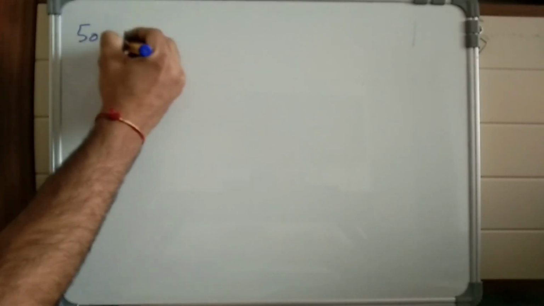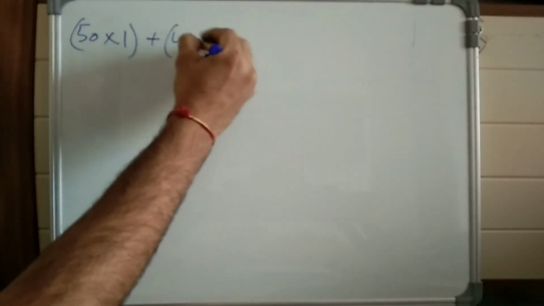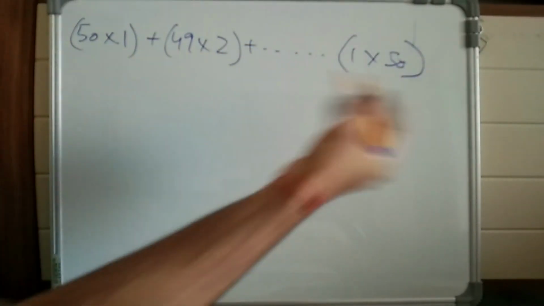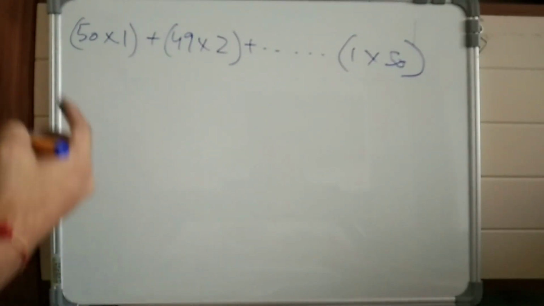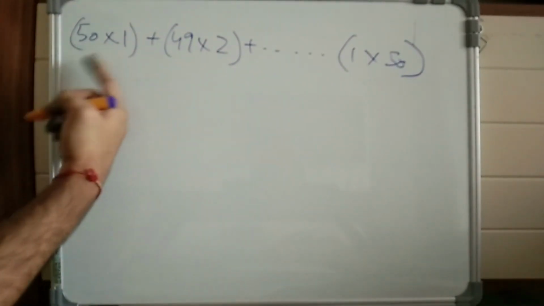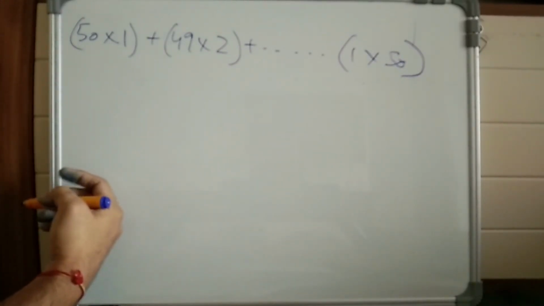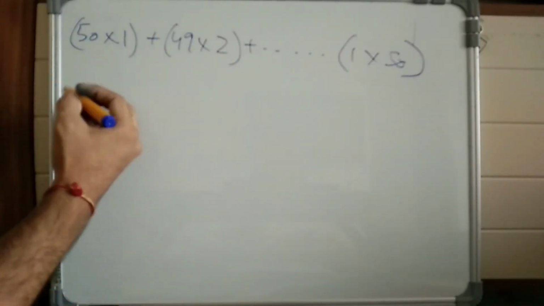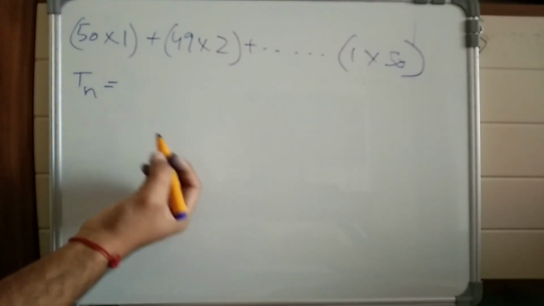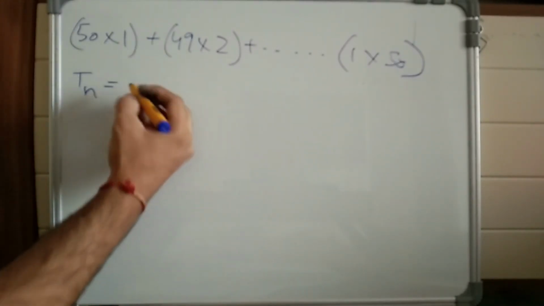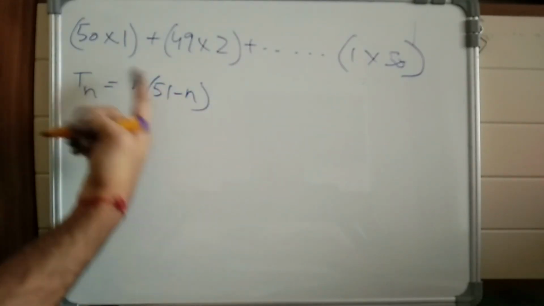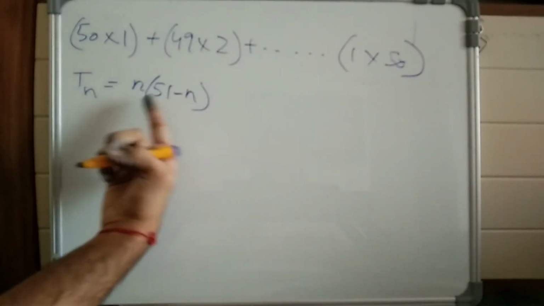The first series says 50 into 1, plus 49 into 2, all the way up to 1 into 50. How can I approach this particular series? I can say that the sum of the two numbers in each term is constant, that is 51: 50 plus 1 is 51, 49 plus 2 is 51, and so on. So how can I write its nth term? I can write its Tn so that the sum remains constant, that is n into (51 minus n). Just like in each and every term, the sum is 51.